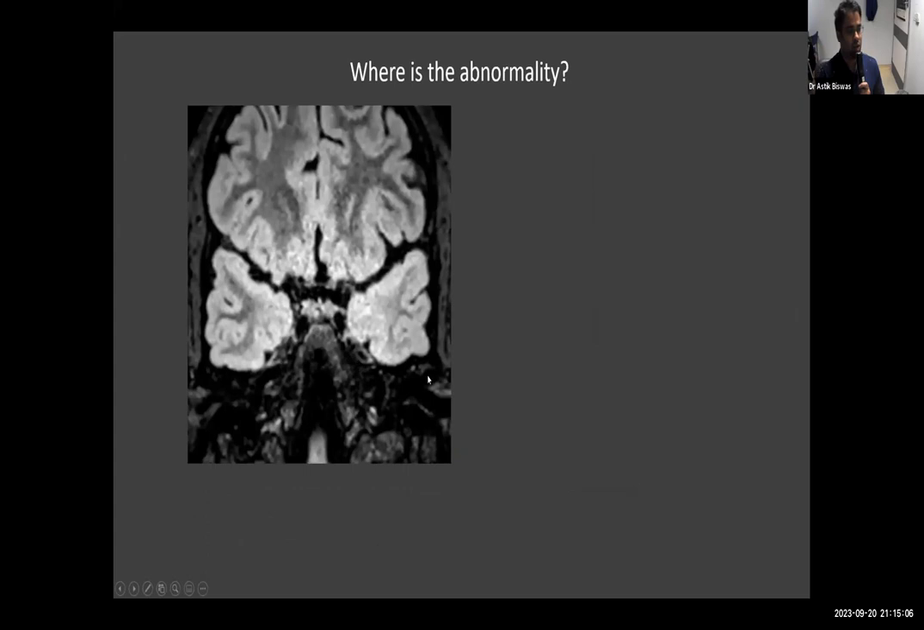And finally, to close the session, this is the coronal FLAIR image. Where is the abnormality here? Take a few seconds. Hopefully we are able to appreciate that there is some asymmetry with the left temporal lobe compared to the right. On the right, we see good gray-white matter differentiation, but it's very blurry here. There is FLAIR hyperintense signal of the white matter. In addition, there is probably some volume loss of the left temporal lobe compared to the right.